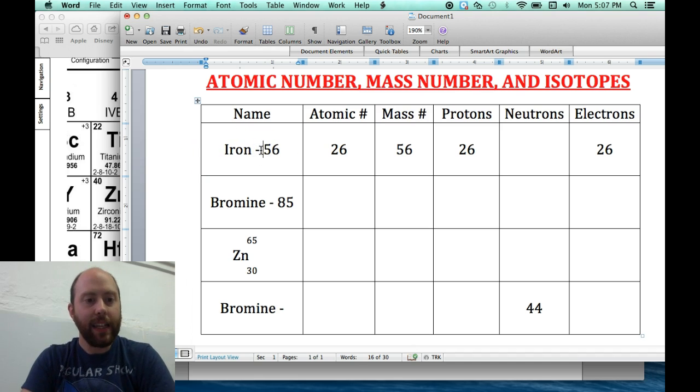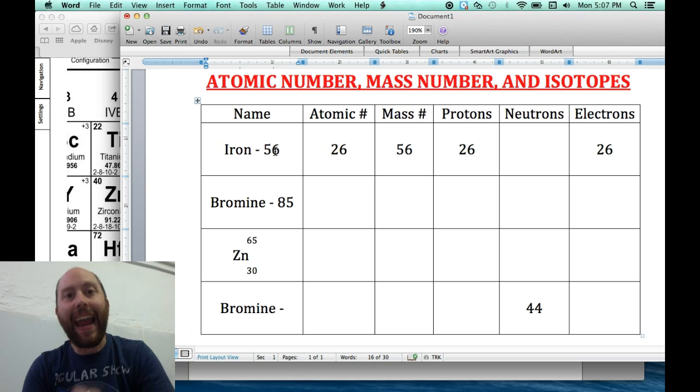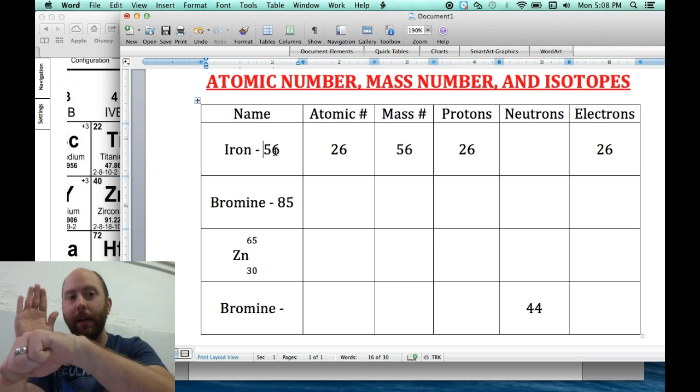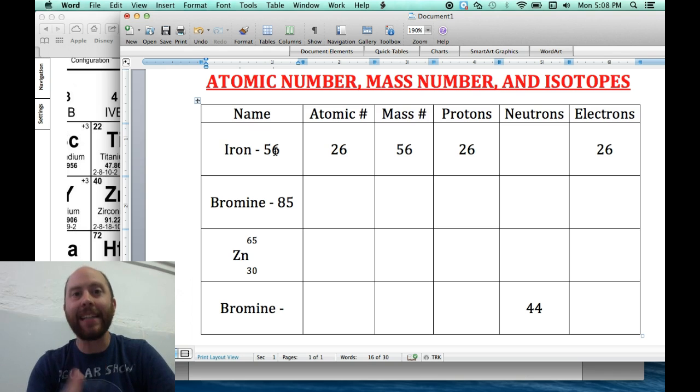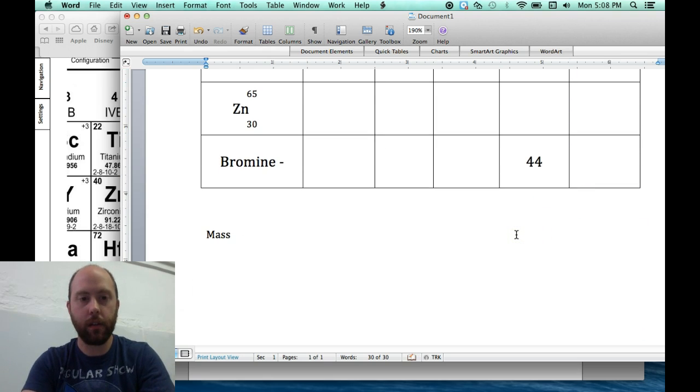Again, a lot of times you can see elements written like this. It'll be the name of the element. Sometimes they do just a symbol, but a lot of times it's usually the name of the element, hyphen, and then a number. This number is the mass number. Now, what does the mass number tell us? It's how many protons and neutrons there are in the nucleus. I'll repeat that. The mass number equals protons plus neutrons.